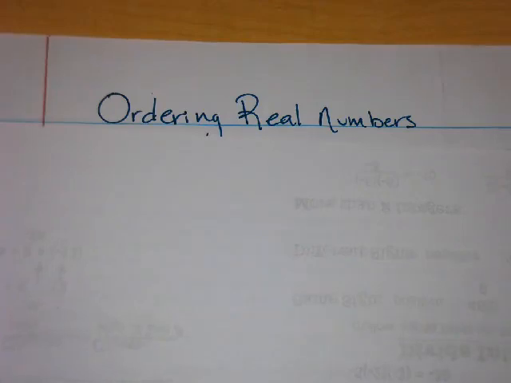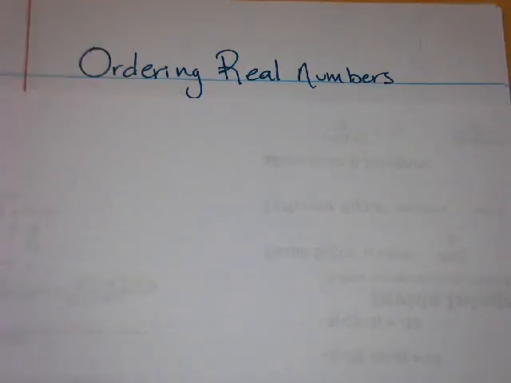Today we'll be talking about ordering real numbers. A real number is any number I can put on a number line. That includes all of the rational numbers we talked about, which means any number that can be made into a fraction that terminates or repeats. And it includes all of the irrational numbers we talked about, which are the numbers that do not repeat and/or do not terminate. Ordering real numbers means we put these numbers in order, whether rational, irrational, or both.